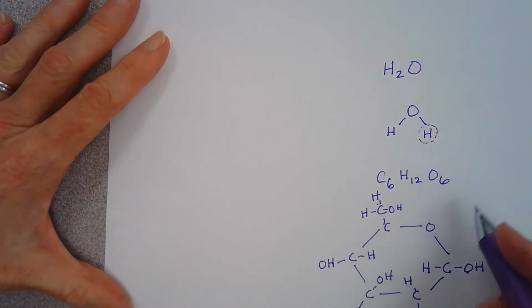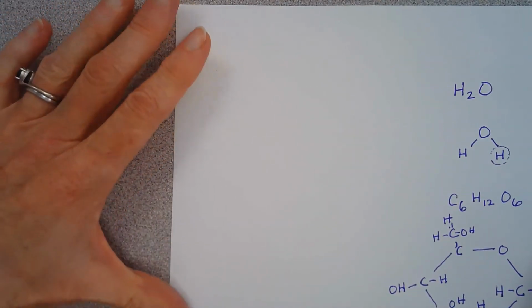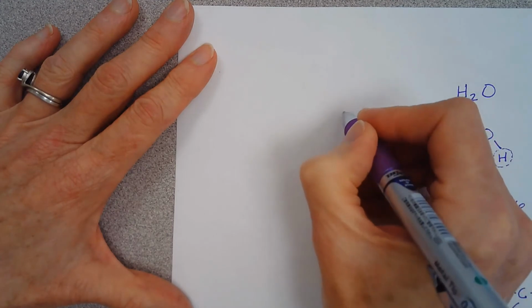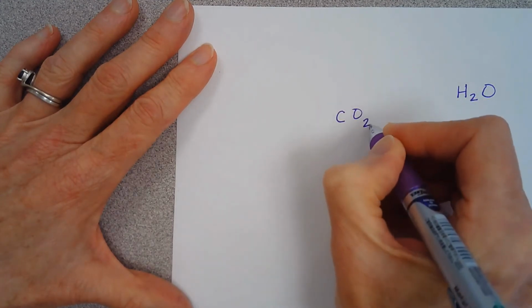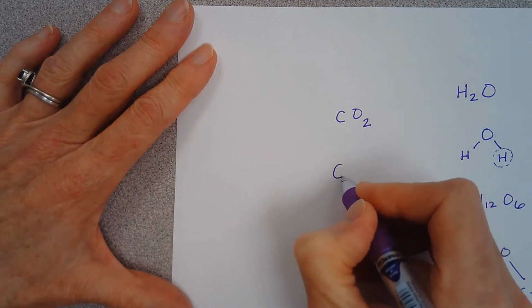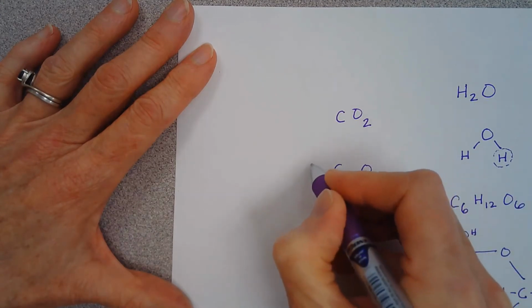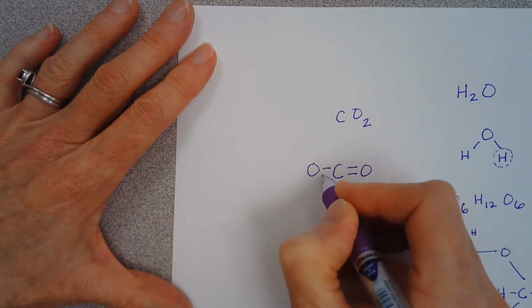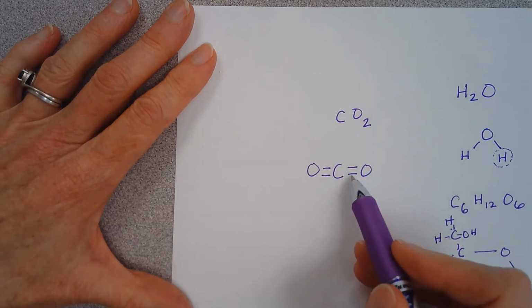Another thing that you will see sometimes is a double bond. So if we take carbon dioxide for an example, CO2 is the formula: 1 carbon, 2 oxygens. And structurally, the carbon is in the middle with oxygens on either side, but there's actually a double bond in between the carbon and the oxygen. So there is more than one bond.